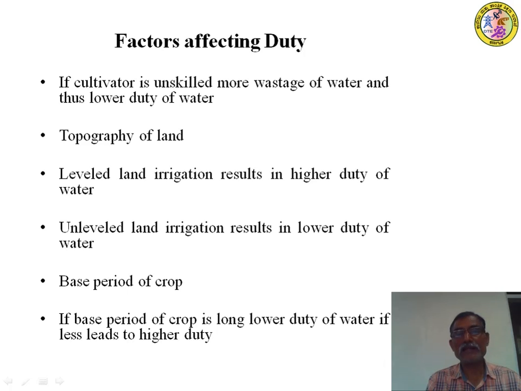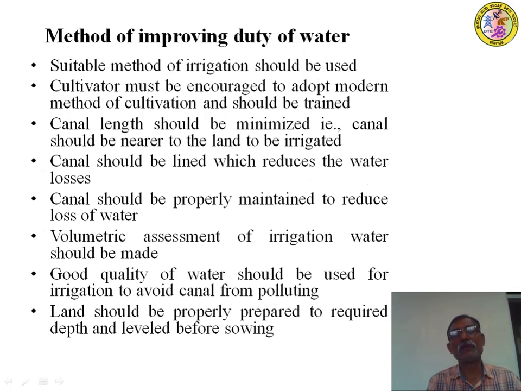Leveled land irrigation results in higher duty rather than steep land. Unleveled land results in lower duty of water, and it is based on the crops also. Is it not? Yes. If the base period of the crop is long, there is a lower duty of water. If less, it leads to higher duty. For example, the base period of sugarcane is more, so duty is less. The base period of maize is less, so duty will be higher. Is it not?